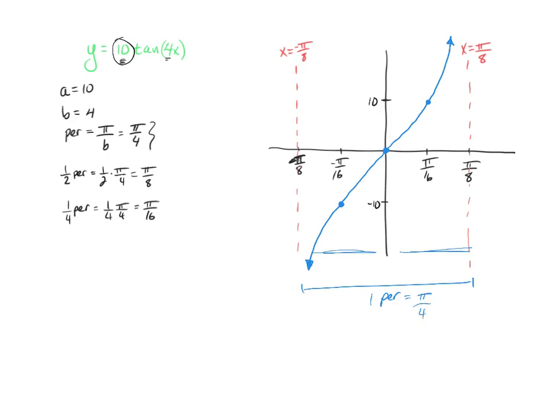Just to show off, we should probably label our coordinates: pi over 16, comma 10, of course the origin at 0, 0, and negative pi over 16, comma negative 10.